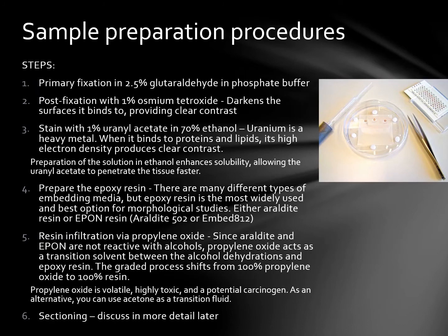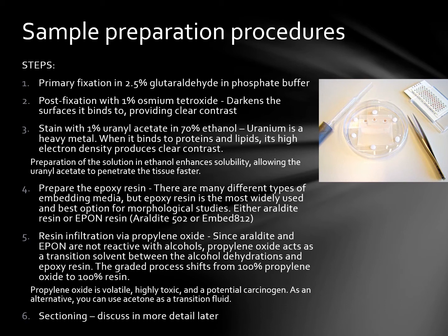So here I'm just showing you a quick example of a sample preparation procedure. The steps are to firstly start with the primary fixation, which is normally 2.5% glutaraldehyde in a phosphate buffer or cacodylate buffer. Then we move on to a post-fixation with 1% osmium tetroxide. This darkens the surfaces it binds to, so it provides a very clear contrast.